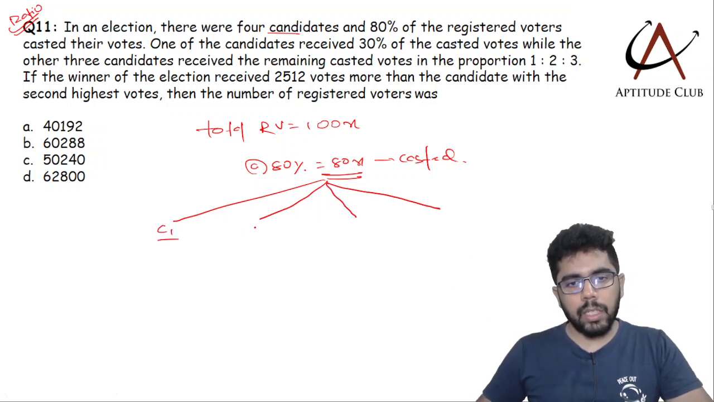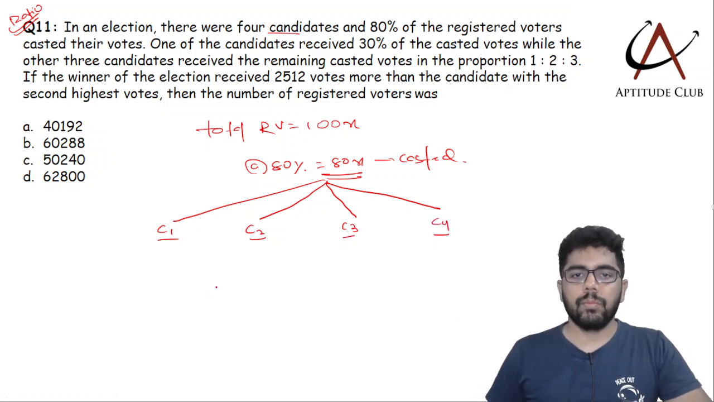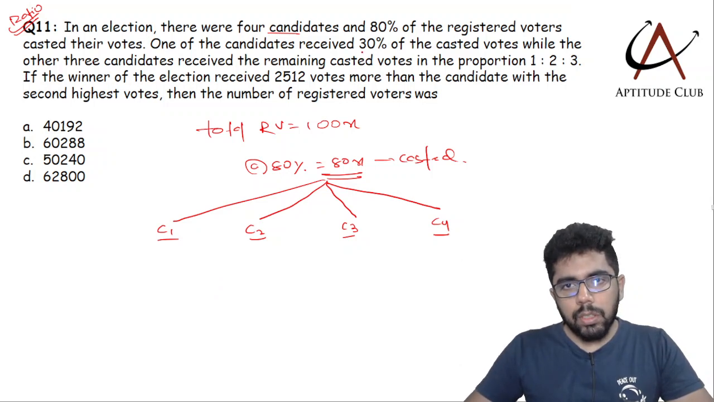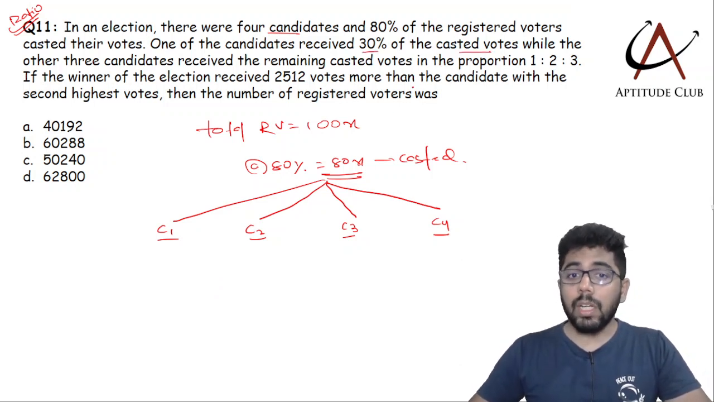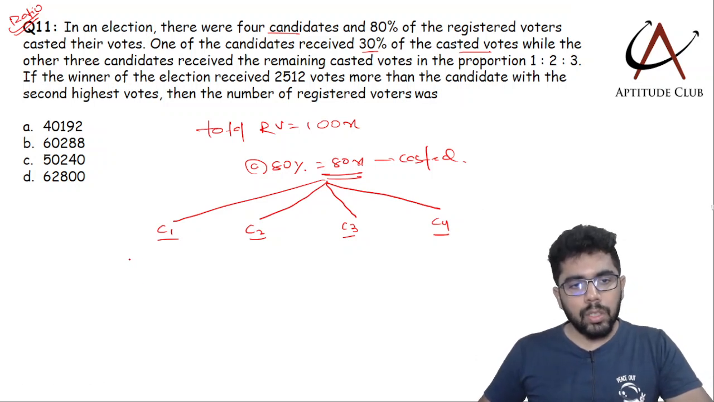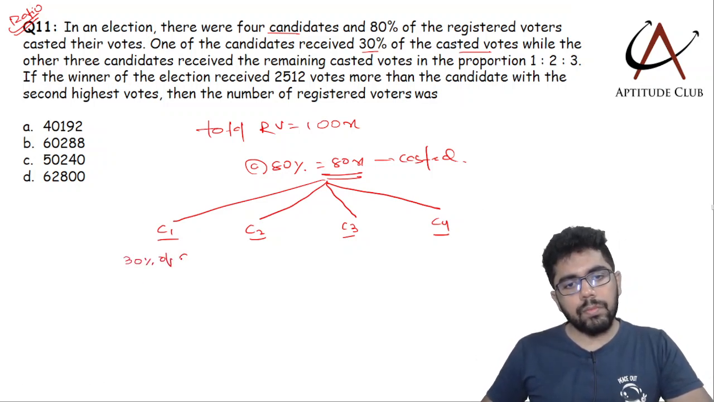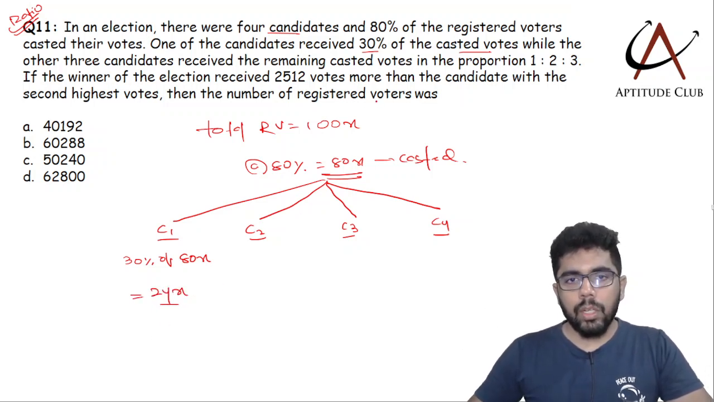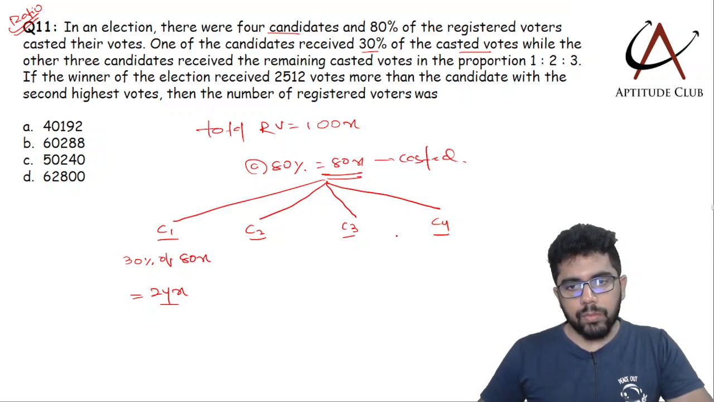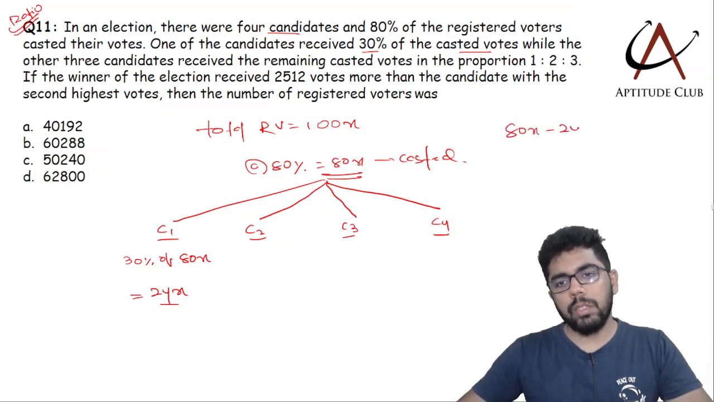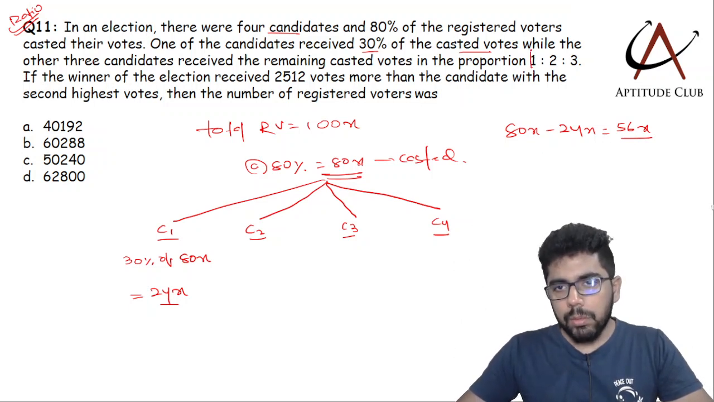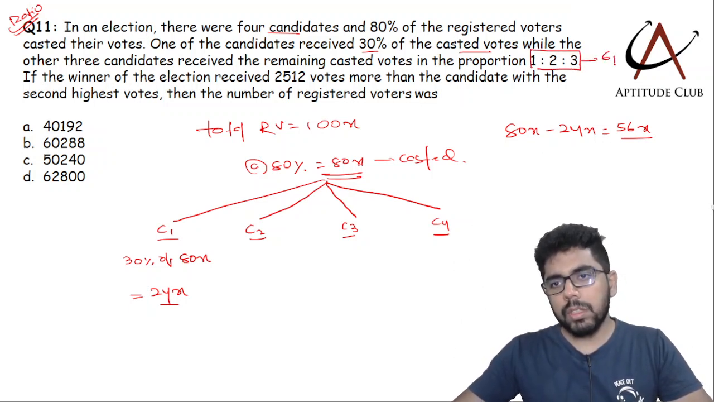So let me write it in this way: candidate 1, candidate 2, candidate 3, and candidate 4. One of the candidates received 30% of the casted votes. So if 80x, candidate 1 is 30% of 80x. So candidate 1 will get 24x. While the remaining, how much is remaining between candidate 2, 3 and 4? So 80x minus 24x, I'm left with 56x. And that has to be distributed in the ratio 1:2:3, which becomes 6 parts.